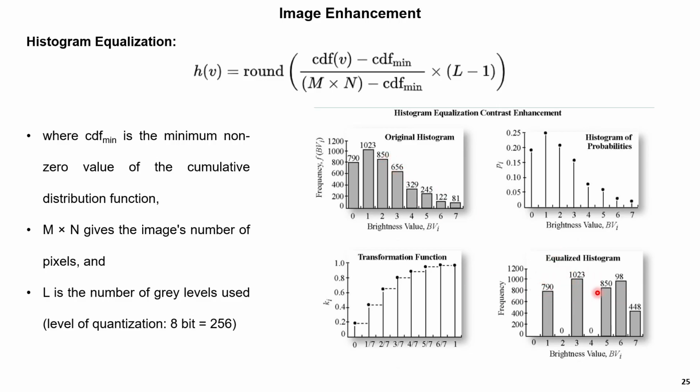So this is the original. So this is after equalization. So you can see some values do not have any pixels. So that is how we will also get in our outputs.